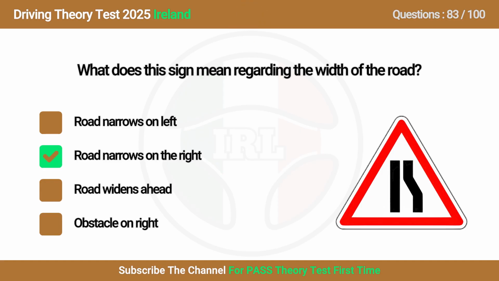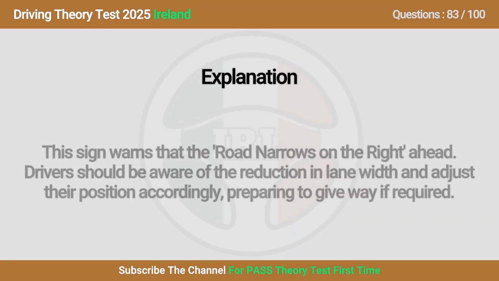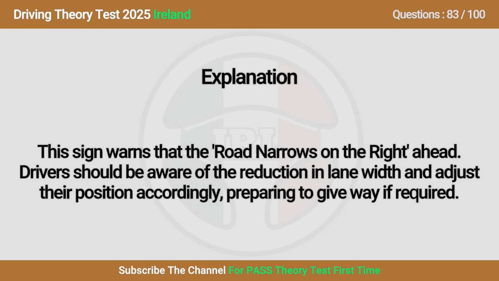Answer is B. Road narrows on the right. This sign warns that the road narrows on the right ahead. Drivers should be aware of the reduction in lane width and adjust their position accordingly, preparing to give way if required.